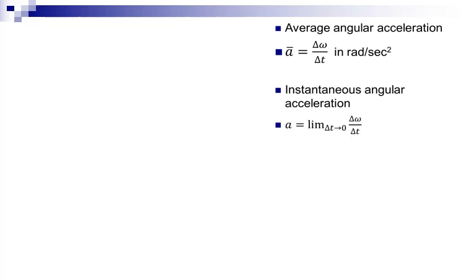Now we're going to talk about angular acceleration. Average angular acceleration is how the angular velocity changes in a period of time. So we know we have radians per second changing over a period of time, so it would be radians per second squared. And then the instantaneous angular acceleration is exactly how the acceleration is changing at that moment. And so we have that there.